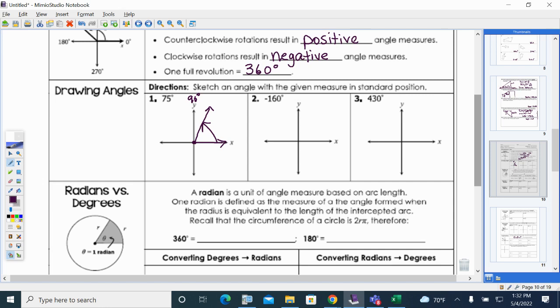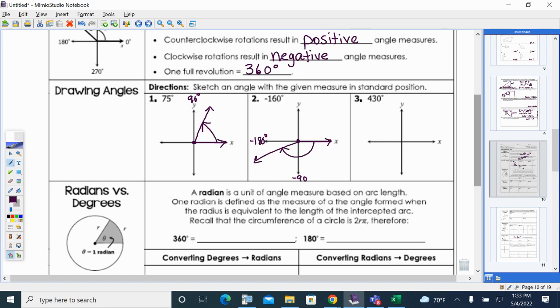Versus number 2, where you've got a negative 160 degrees. So again, we're going to start with the vertex at the origin, and the initial side is on that positive side of your x-axis. The terminal side on this one has got to go down because it's a negative 160 degrees. So again, this is going to be negative 90. Well, 160 is going to be past that. All the way over to the other side is negative 180. So obviously, that terminal side is going to be somewhere in quadrant 3. And it's going to be closer to the negative 180 than it is to the negative 90. So I'm going to put my terminal side about there.